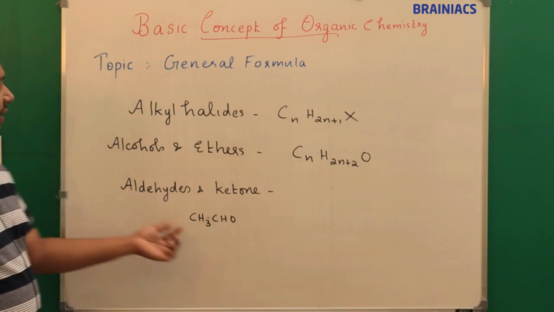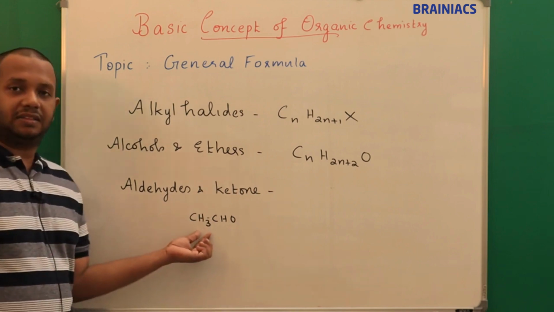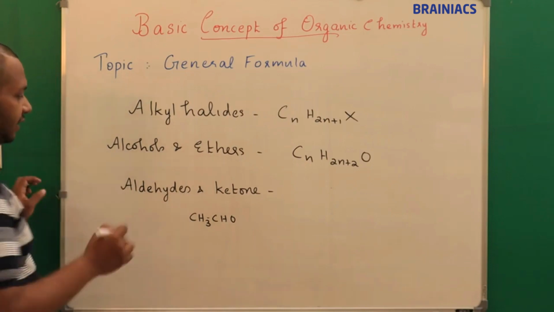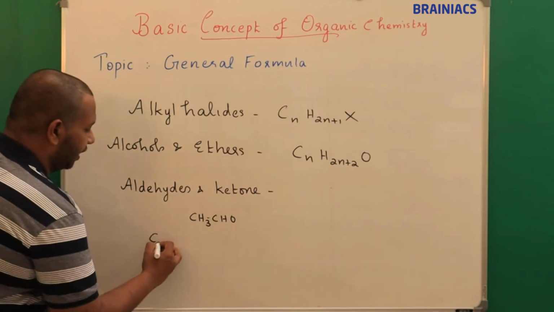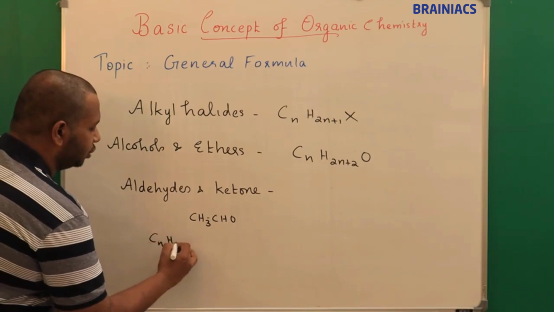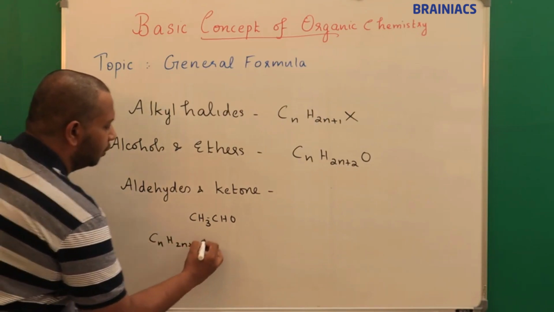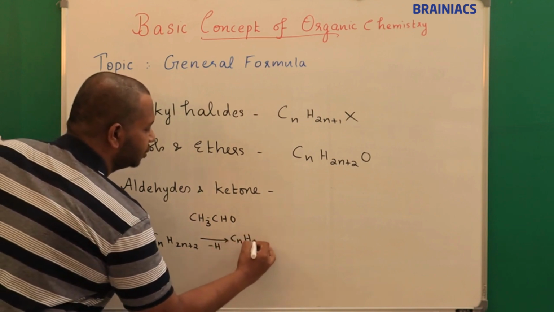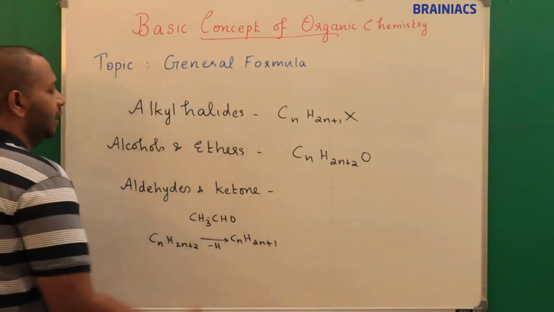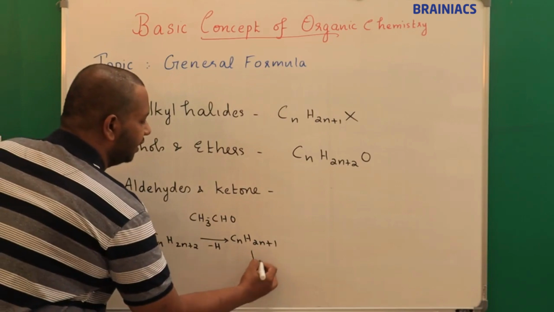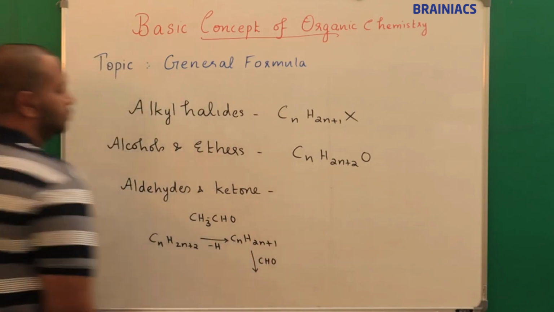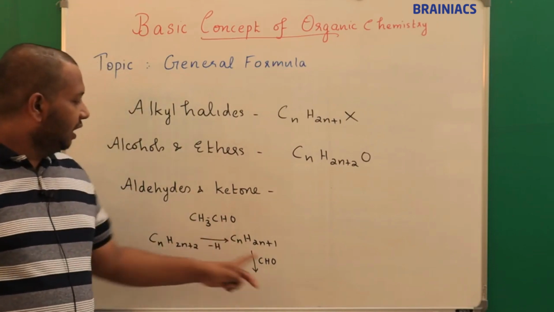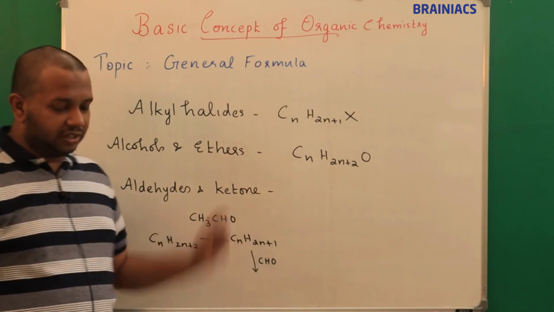So again I can say from the alkane CH3, one H is replaced and a CHO group is introduced. We can think like that. So we can say CnH2n+2, from that one hydrogen is removed, so that CnH2n+1 it will become. Into this you are adding CHO. Correct? So we can say carbon has increased, hydrogen has increased and oxygen has come.